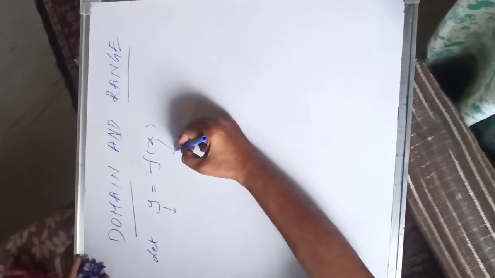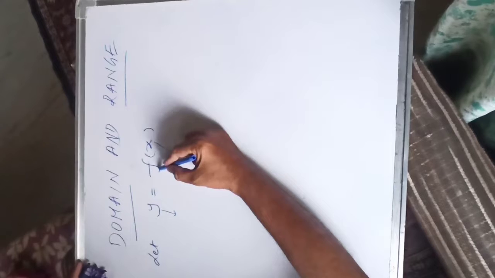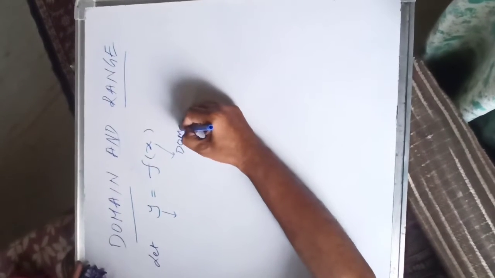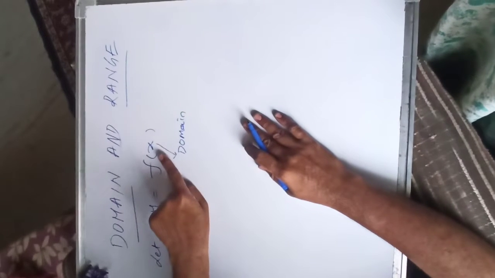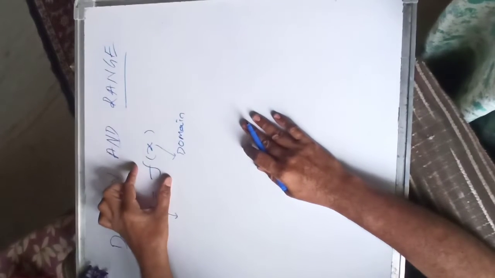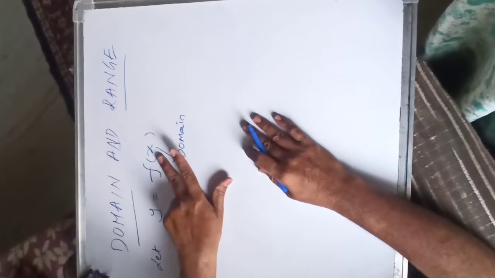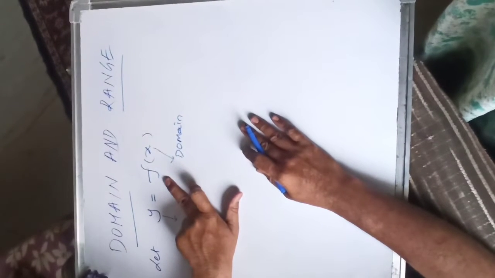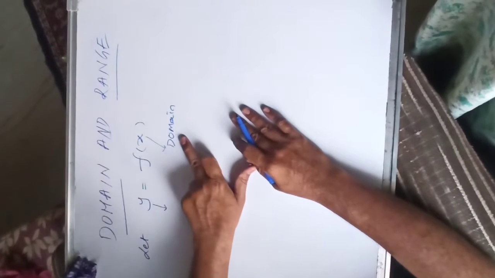Okay, so this input value of f we call the domain. By taking these values, the function should be defined. So by substituting the x values, the function f should be defined. So these x values we call the domain.